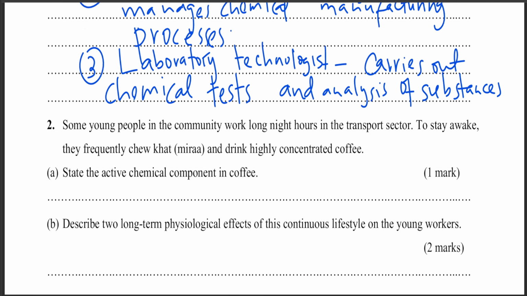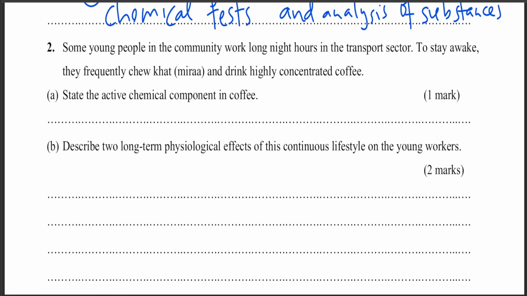Now, question two: some young people in the community work long night hours in the transport sector. To stay awake, they frequently chew cat or miraa and drink highly concentrated coffee. So, state the active chemical component in coffee. That is called caffeine, and I think most of you learners know that. So that chemical component, we call it caffeine.